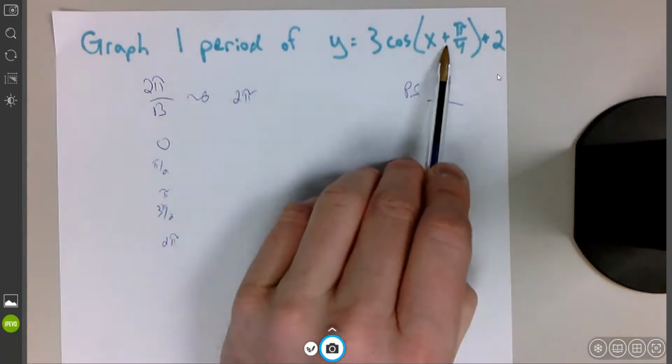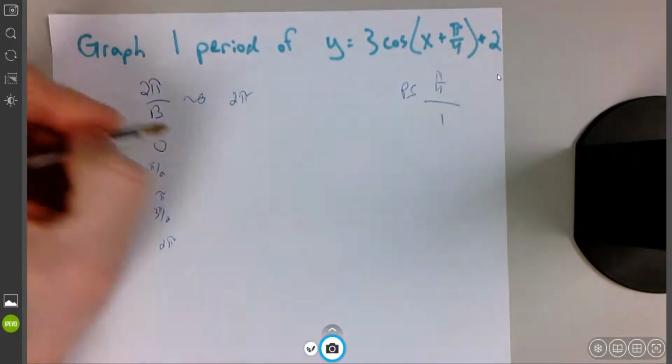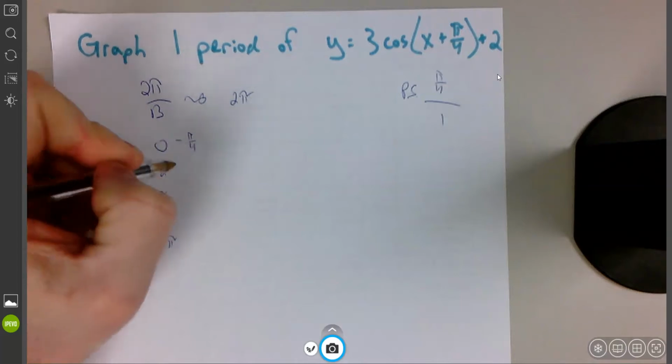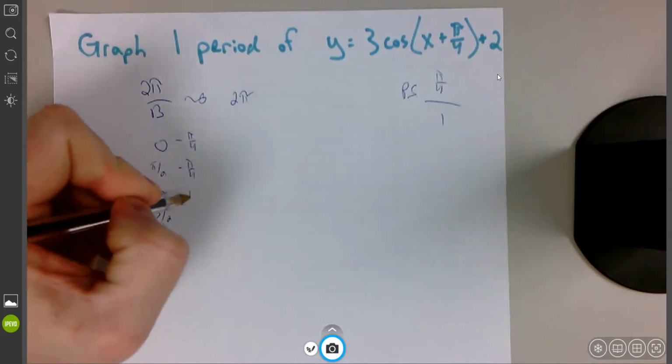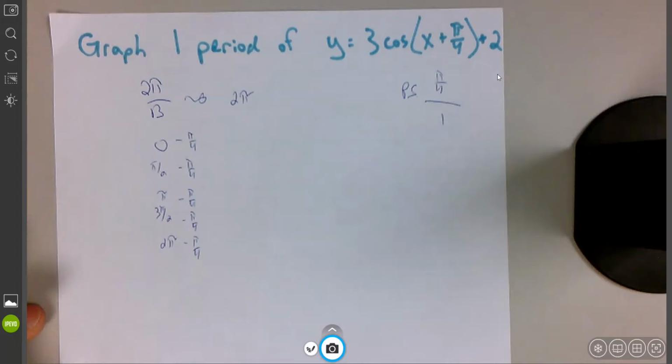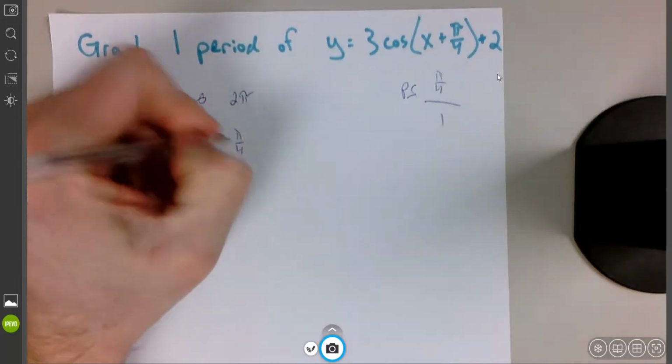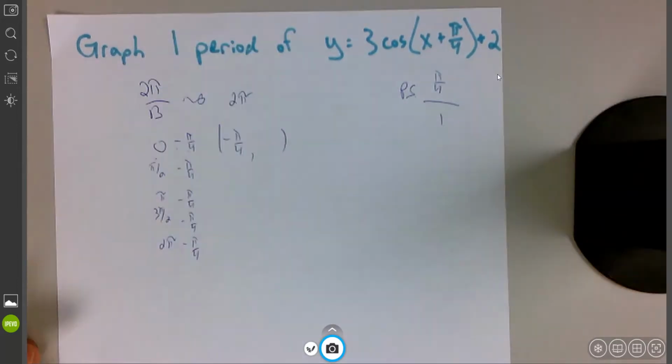And then I'm going to do the opposite. I'm going to do the opposite of phase shift. Instead of plus pi over 4, I'm going to subtract pi over 4 from all of these values to get my real key features, what I'm actually going to put on my graph. 0 minus pi over 4. Oh, I like that one. That's negative pi over 4. That's going to be the first one.